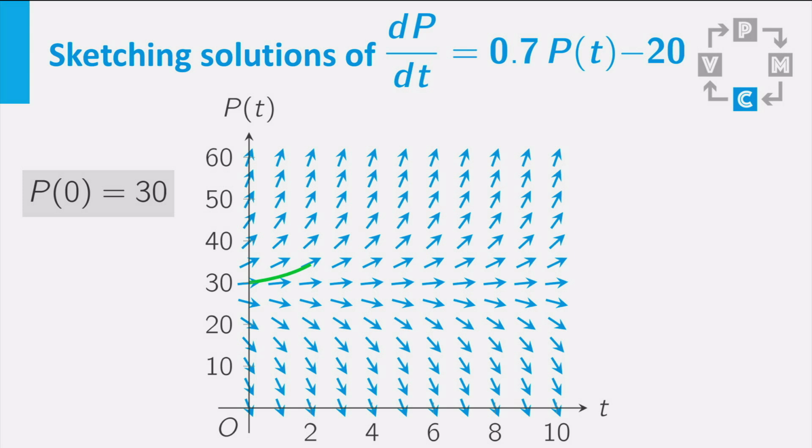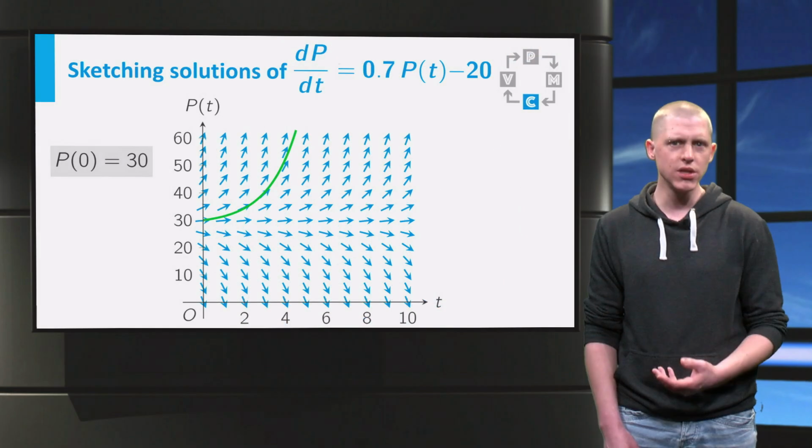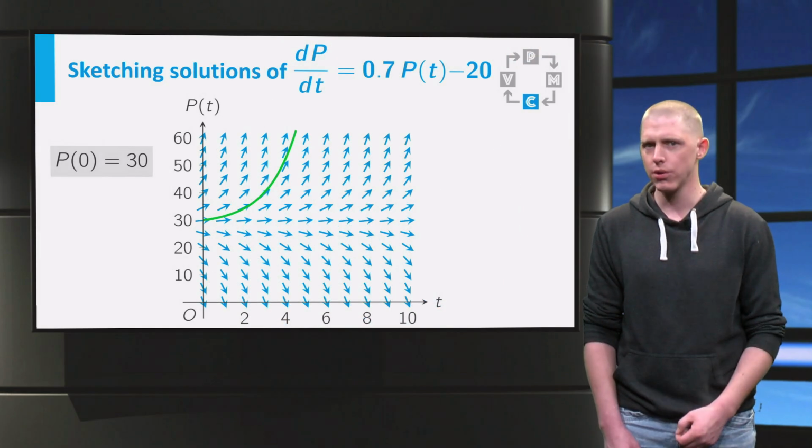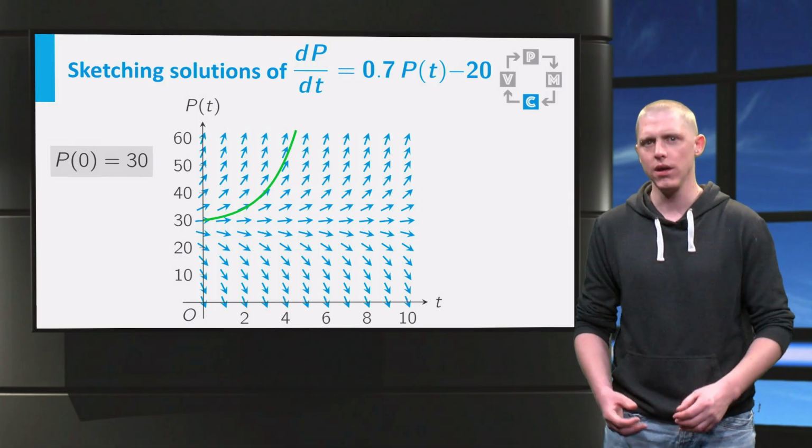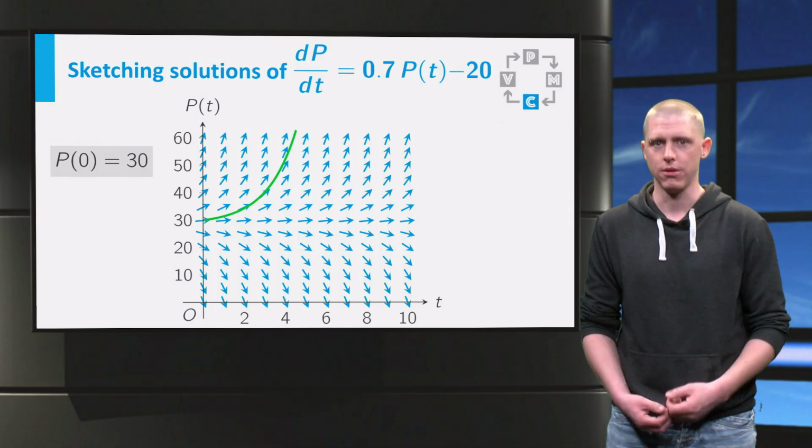If you go further, you will come close to another arrow. So you must follow the slope of this arrow. This of course repeats, which gives you this curve. This curve is a sketch of the solution. It is not yet an exact solution to the differential equation, but it gives you an idea of what the solution may look like if you start with the initial value 30.